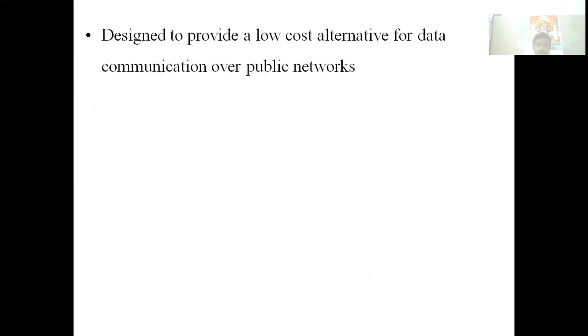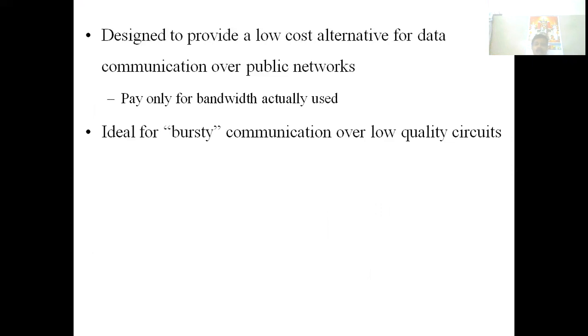Now, this X.25 is designed to provide a low-cost alternative for data communication over public networks. We have to pay only for the bandwidth we are using, so it is a low-cost one. This X.25 supports bursty data. What does bursty data mean? Bursty data means data which has different transmission rates.